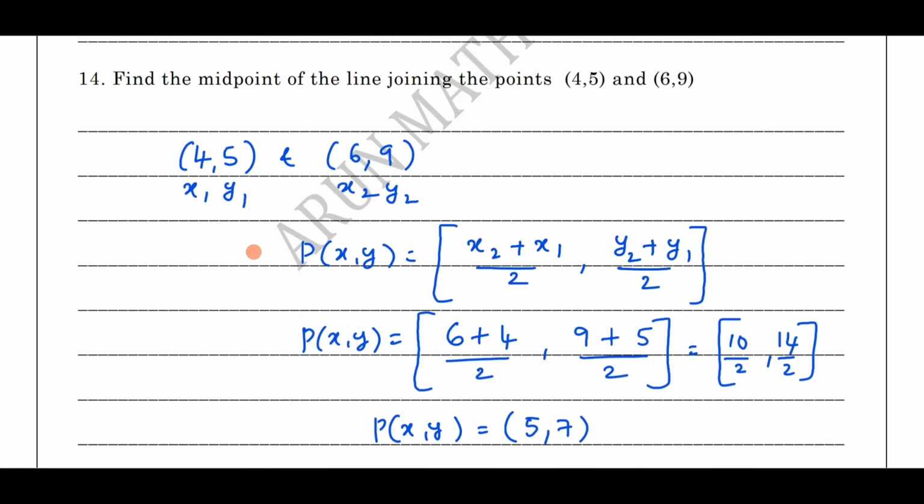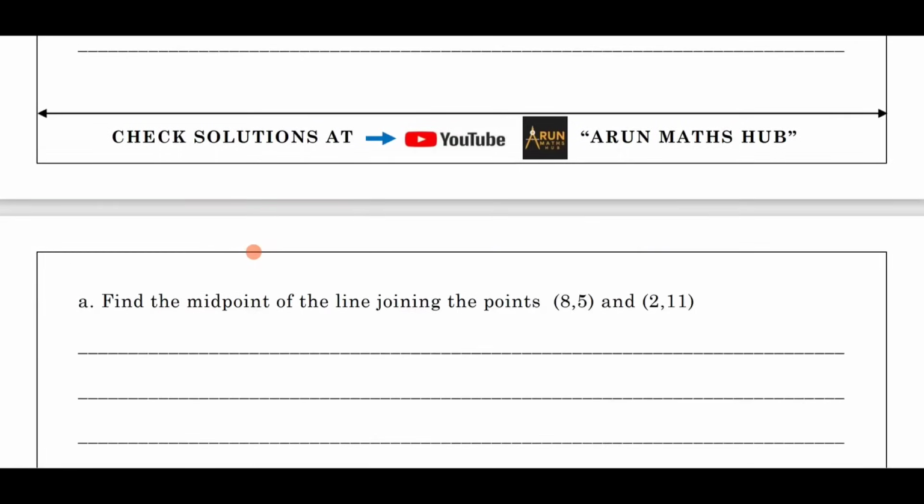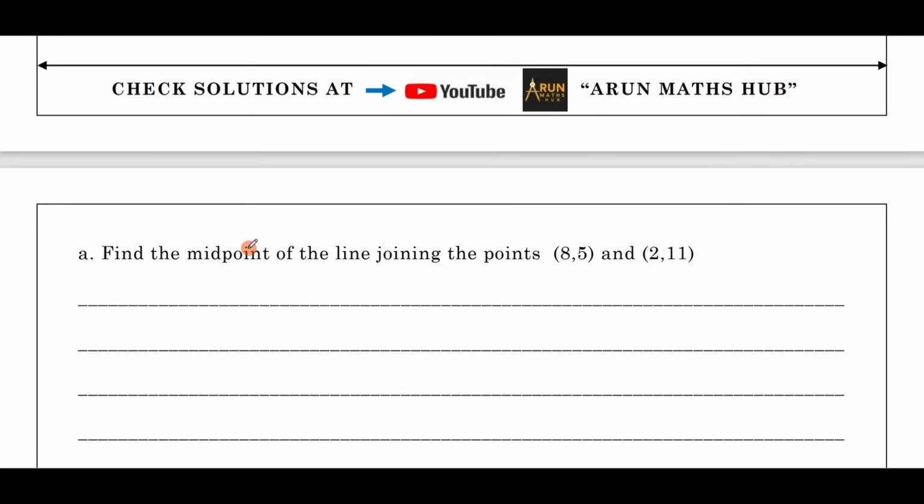Repeat the midpoint formula with me. P of x comma y equals x2 plus x1 by 2 comma y2 plus y1 by 2. Based on the midpoint formula and the section formula, you might get a 3 mark question. It is not only 2 mark and 1 mark. A few questions are there for your practice. Do practice all these questions.